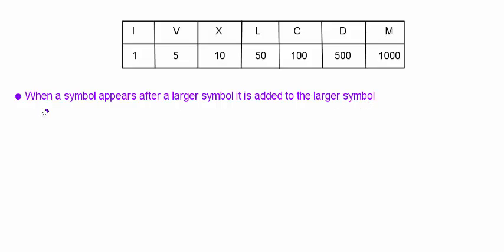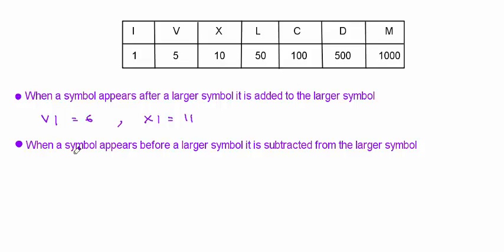So when you have V and then I, V is for 5 and I is for 1, so this symbol I appears after a larger symbol, you add them, so this is equivalent to the number 5 plus 1, they are added, so this is 6. Similarly, if you have X and then I, it indicates 10 and 1, and because 1 is after 10, you add them, so this is 11, and so on.